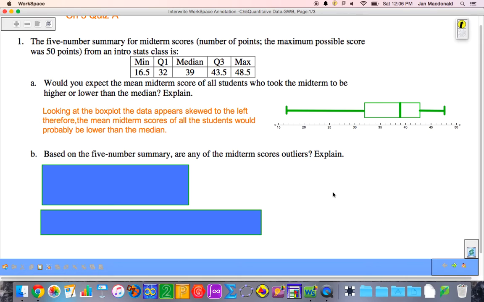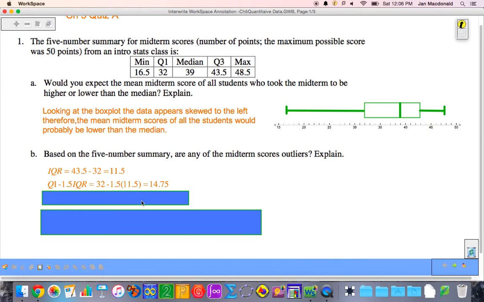So to determine outliers, we need to find the IQR. And as you know, IQR is Q3 minus Q1. And there we go. Our IQR is 11.5. Then we're going to take the IQR and multiply it by 1.5.